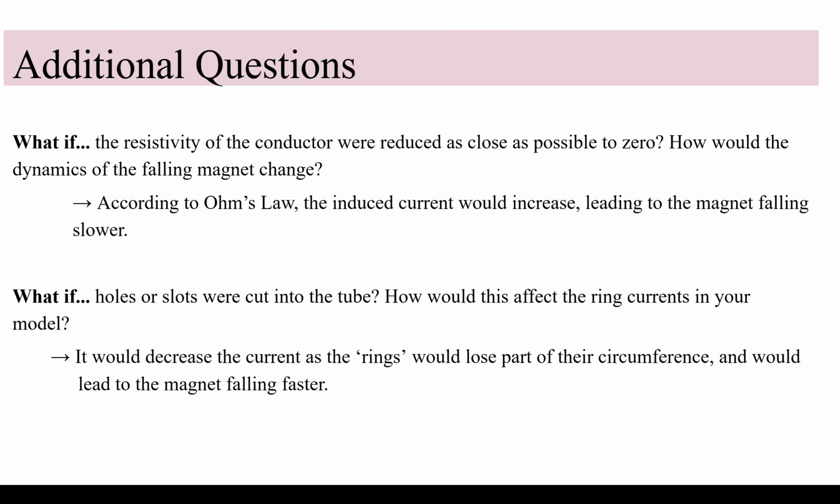If we had reduced the resistivity of the conductor close to zero, the magnet would fall slower as, according to Ohm's law, the induced current would increase. And if there were holes in the tube, the magnet would fall faster because it would decrease the rings of current it would lose.